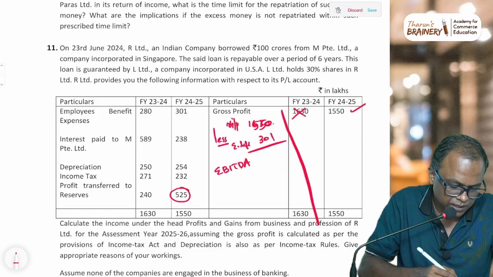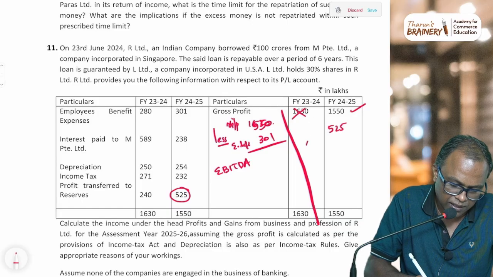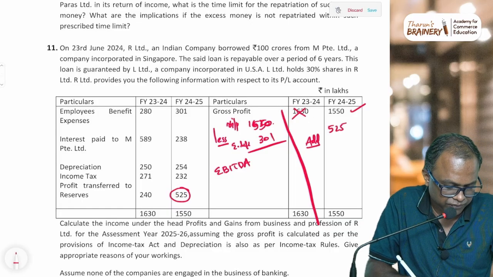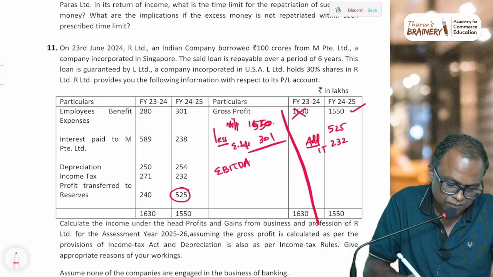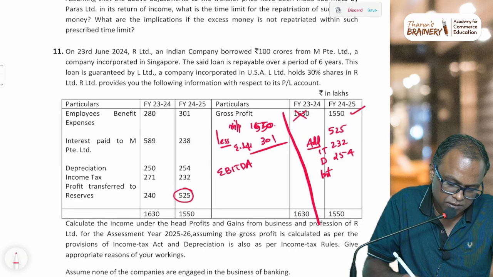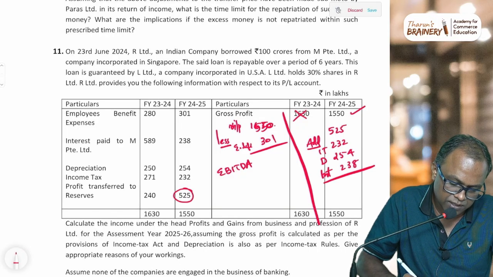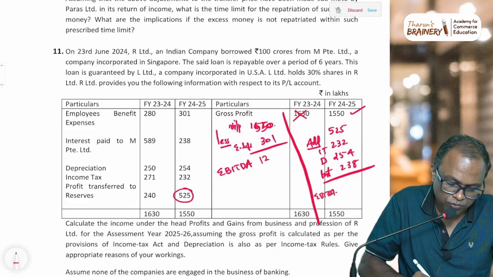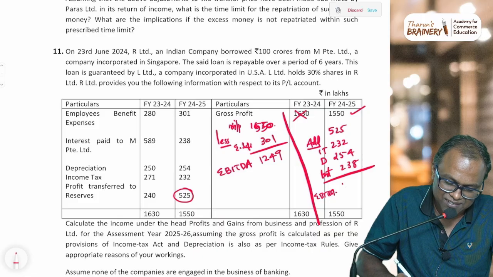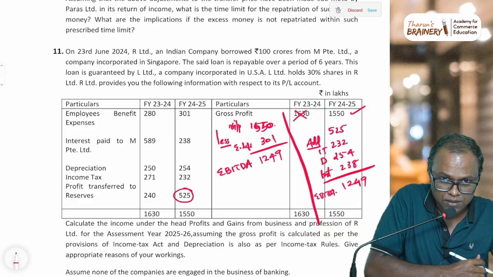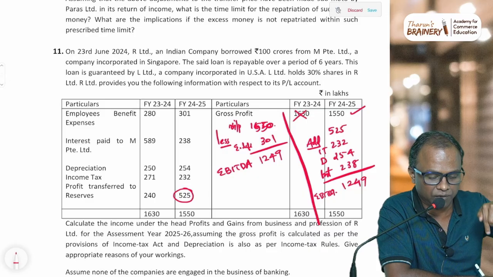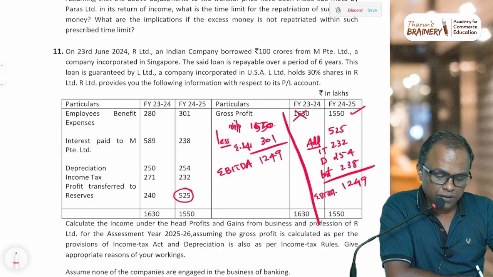Or you can do it like this. If you take the net profit 525, then add to the 525 income tax 232, depreciation 254, interest 238. That also gives the EBITDA. So what is the EBITDA? 1249. Here also same, right? So two ways you can do it, depending upon which profit you are taking, whether net profit or gross profit. Okay, so this is EBITDA.